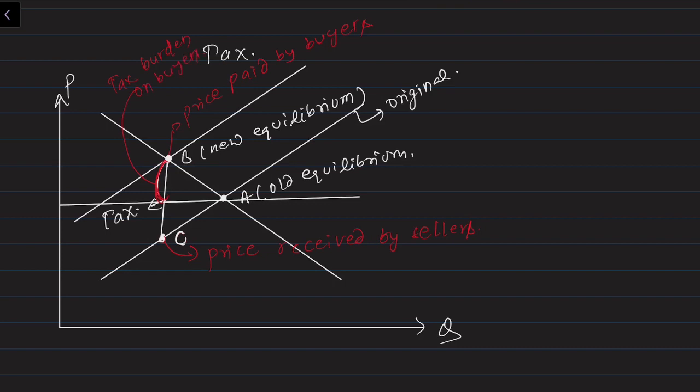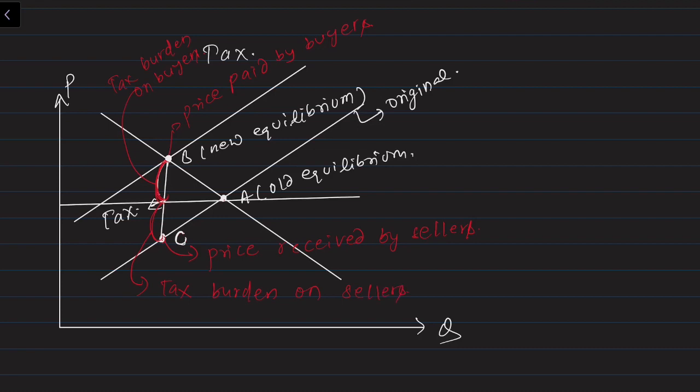And what is the tax burden on sellers? So for sellers, along the original supply curve, the point has moved from A to C. So this is the amount of tax burden on sellers. So tax burden on sellers.